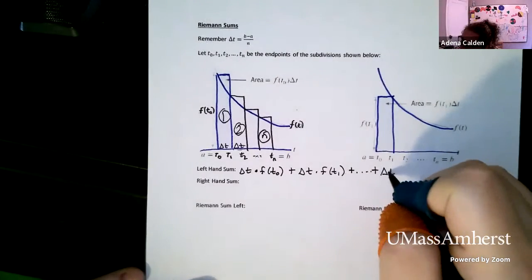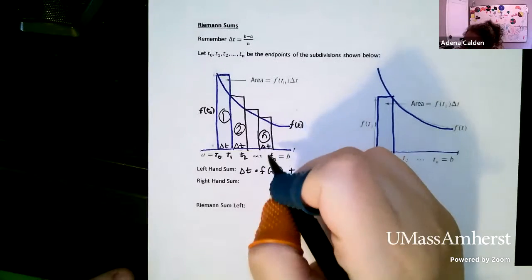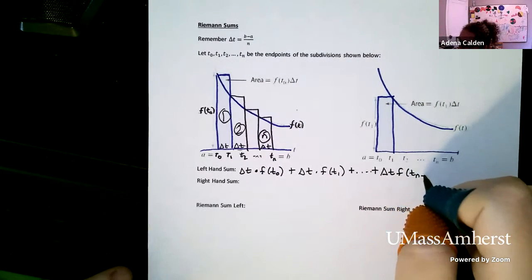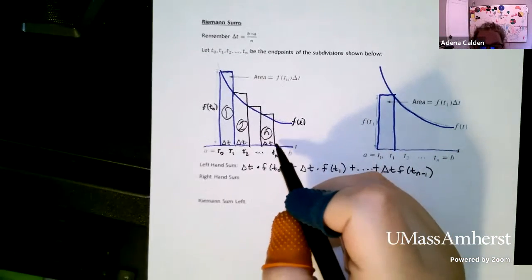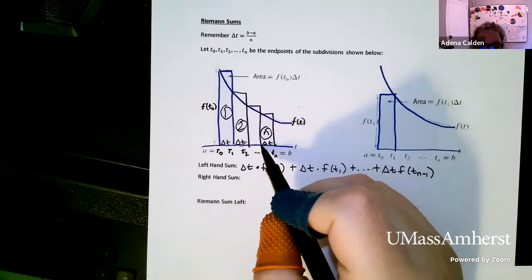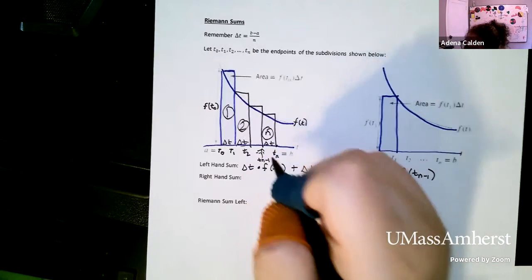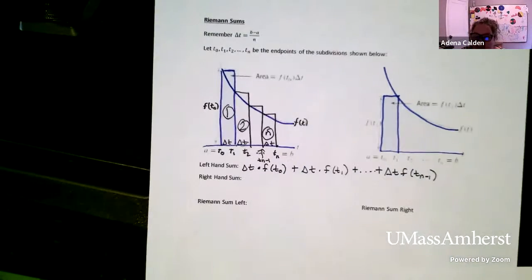So what does the last rectangle look like? Well, here we have delta t as the width because the width is the same for all of them. But the height of the last rectangle is f of t sub n minus 1, right? So the rightmost point is t sub n, which means the one before it is t sub n minus 1. So this is the generic way that we write the left-hand sum.